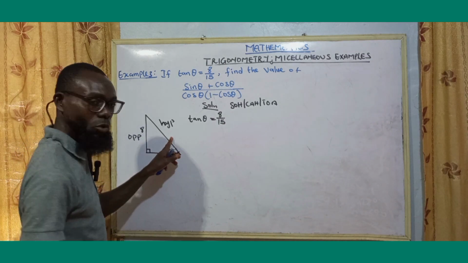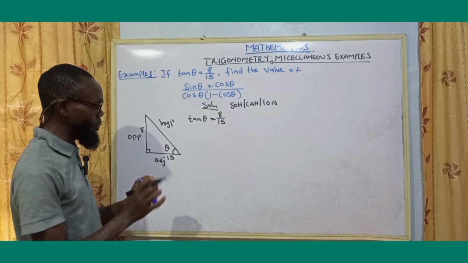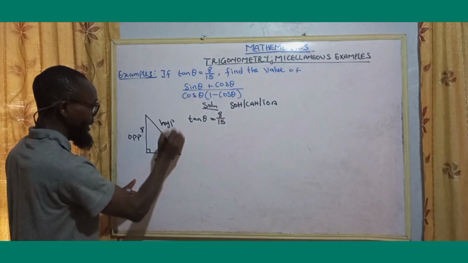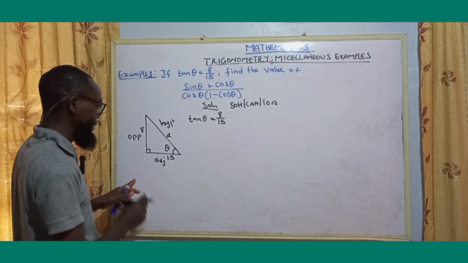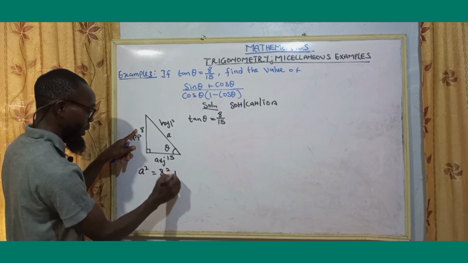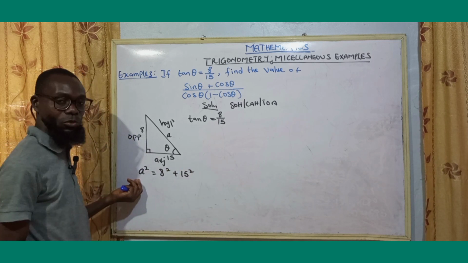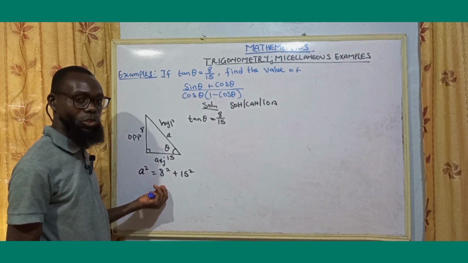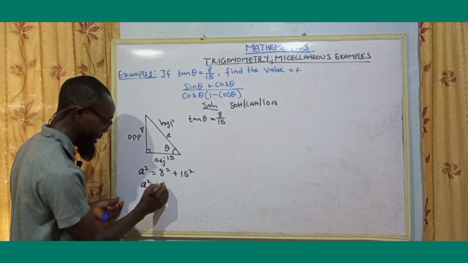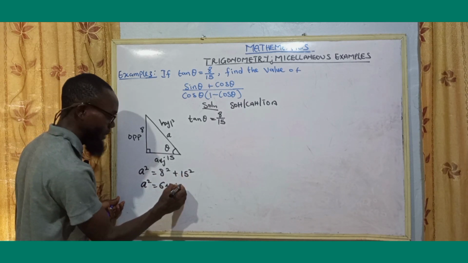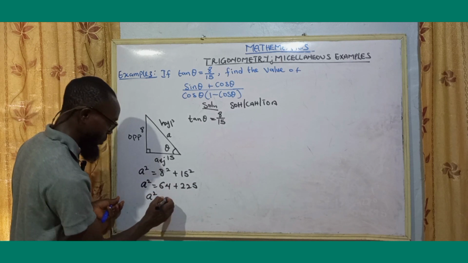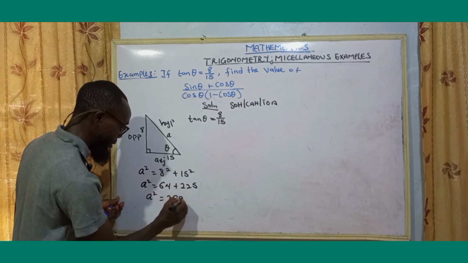Now we have to calculate the value of the hypotenuse side. So by Pythagoras theorem, let me call the hypotenuse small letter a. The square of the hypotenuse, that is a squared, equals 8 squared plus 15 squared. So the square of the hypotenuse equals the sum of the squares of the two other sides. So a squared equals 8 squared, which gives us 64, plus 15 squared, which is 225. So a squared equals, when you sum this up, 289.